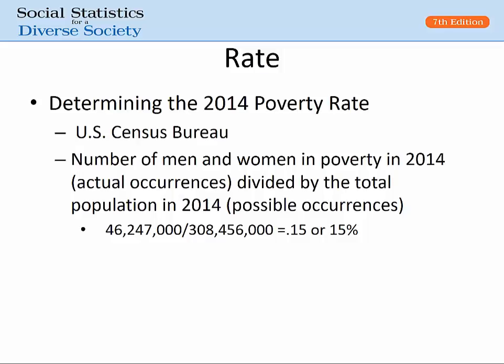So in this case, we see that 46,247,000 individuals were in poverty in 2014, and the total population at that time was 308,456,000. And so if we divide 46,247,000 divided by 308,456,000, we get 0.15, which is the proportion. And if we multiply that by 100, we get 15%. So 15% of the population in 2014 were in poverty. So we can say that the poverty rate in 2014 was 15%.